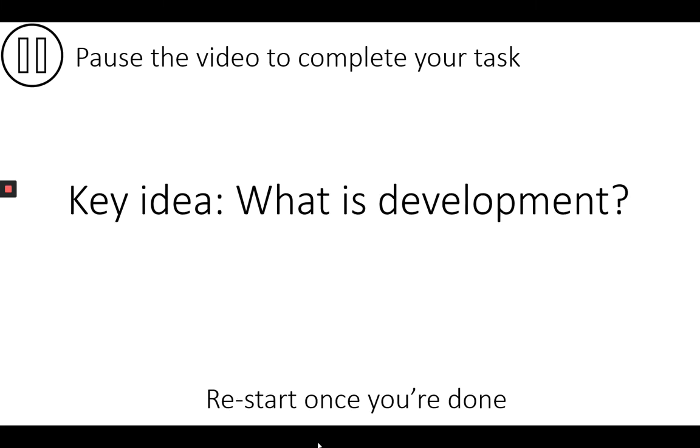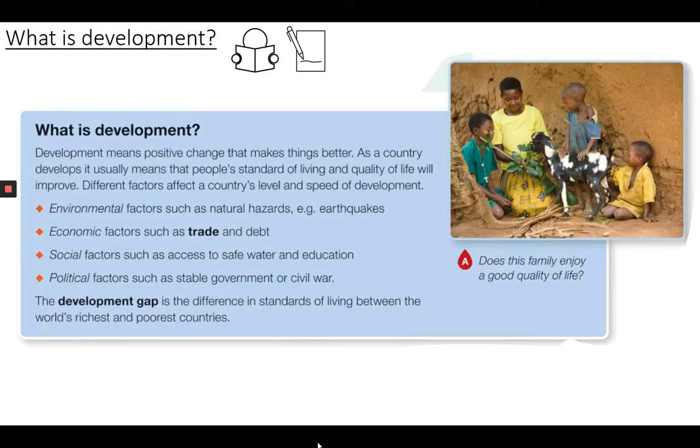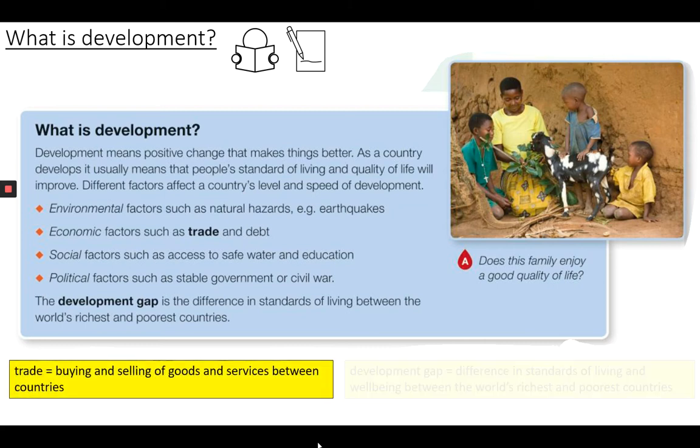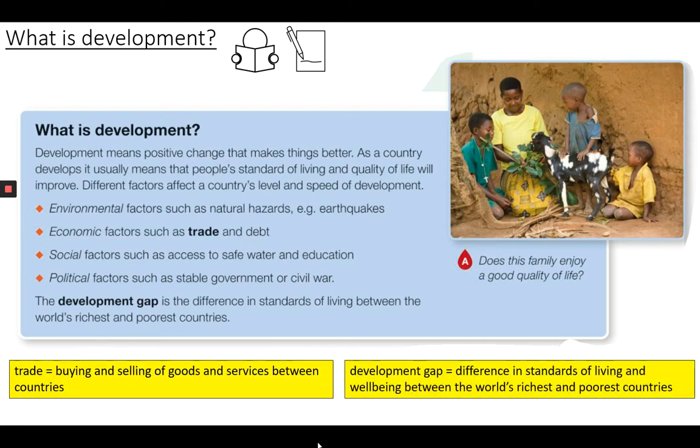Press pause whilst you add the first of the three key ideas. What is development? Read this extract that outlines what development is and the different factors that affect it: environmental, economic, social, and political. The key terms trade and development gap have also been defined for you in the yellow boxes. Pause the video and restart it when you're ready. Don't forget, if you wish to make your own revision notes, then go ahead.